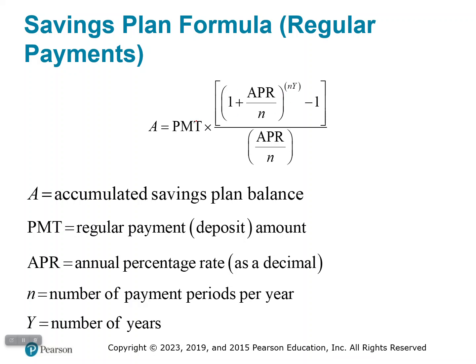We have a payment out in front. That minus 1 is our numerator. And then just the APR over N in our denominator, all right? Accumulated savings balance, the regular deposits we make, the regular annual percentage rate, number of compounding periods per year, and the number of years that it's being compounded.